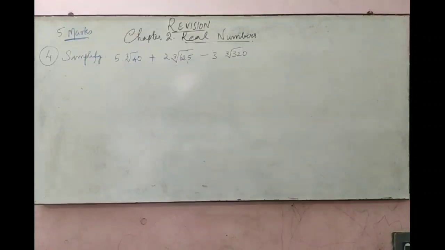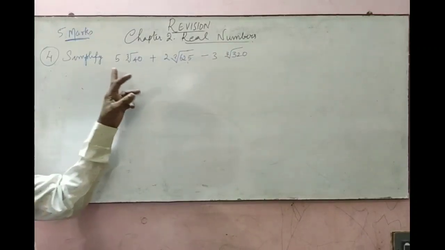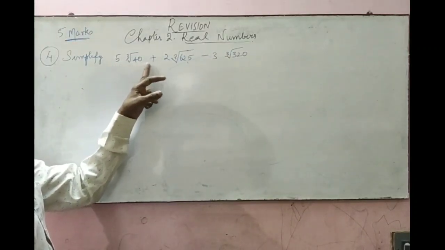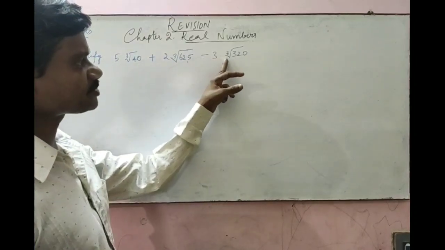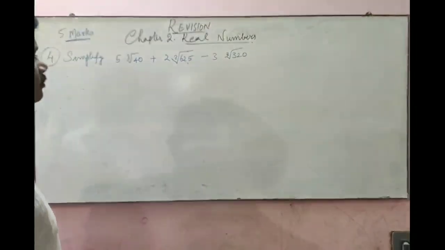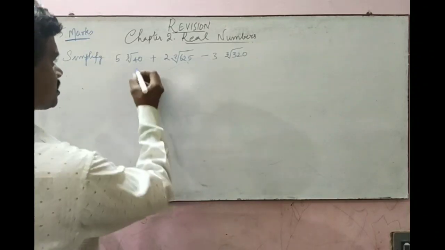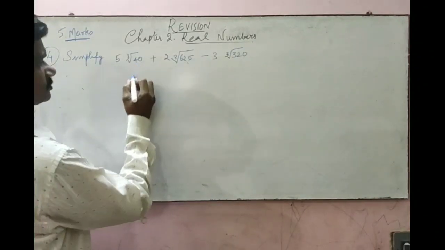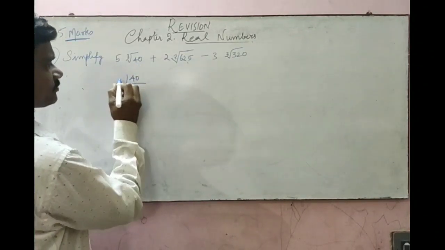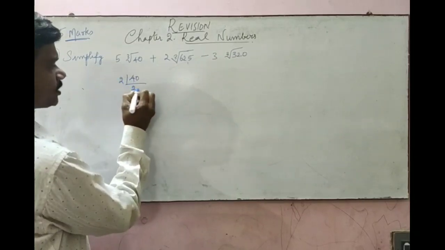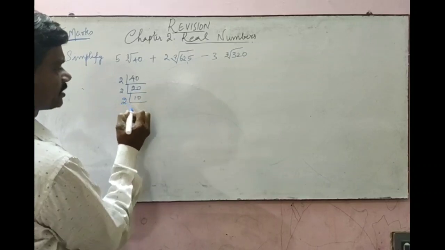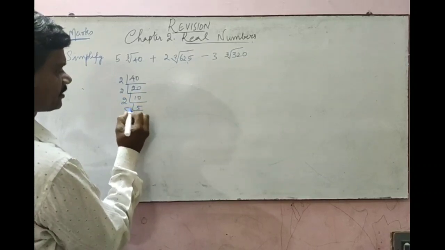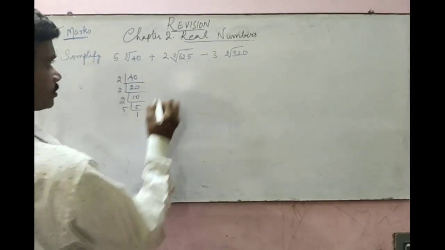The fourth sum, simplify 5 times cube root of 40 plus 2 times cube root of 625 minus 3 times cube root of 320. First we have to split this 40. For that I am going to factorize this 40. If you divide with 2 you will get 20. Again if you divide with 2 you will get 10. If I divide again with 2 I will get 5. If I divide this 5 with 5 you will get 1.